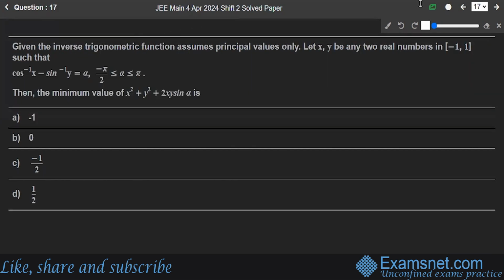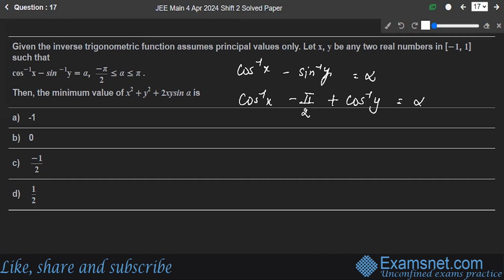Question number 17, given the inverse trigonometric function assumes principal values only, let x, y be any two real numbers in this range such that cos inverse x minus sin inverse y is equal to alpha. Alpha lies between minus pi by 2 to pi. Then the minimum value of x squared plus y squared minus 2xy sin alpha is. Let's pick up this relation. You have cos inverse x minus sin inverse y is equal to alpha. You can write it as cos inverse x minus pi by 2 plus cos inverse y is equal to alpha. I can change sin inverse y like this.